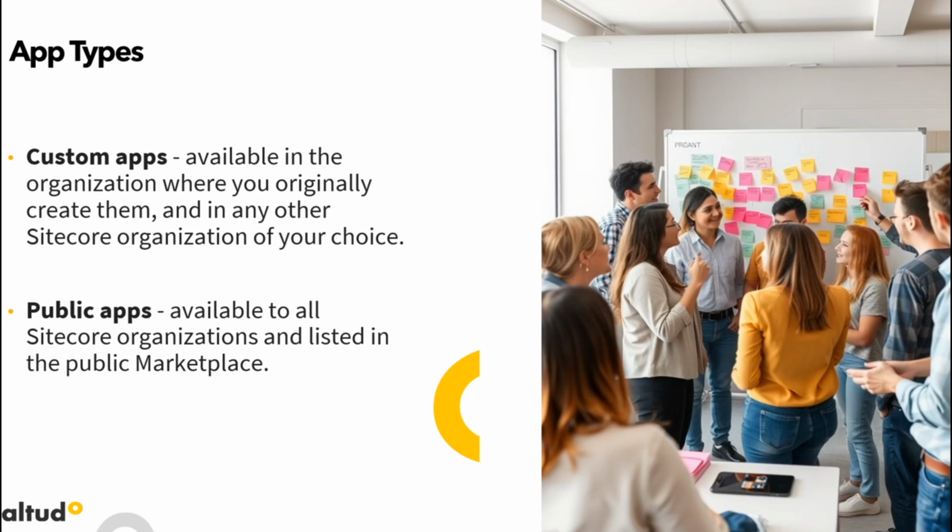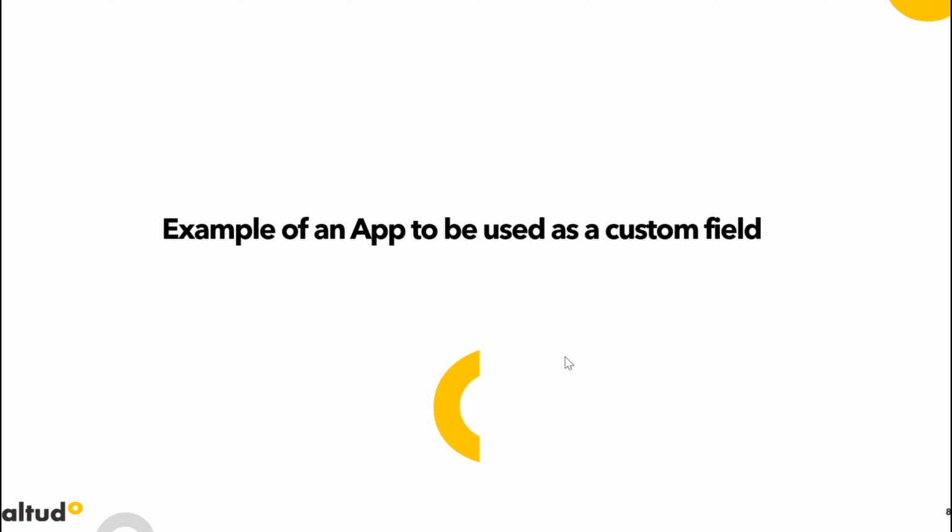Now we'll see what are the two app types. So in the early phase, only organization admins or owners can create apps. These are called custom apps. Later, Sitecore will also support public apps for everyone. So there are two main types available right now: custom apps available only within your organization or any other Sitecore organization you choose, and the public apps available to all Sitecore organization in the public marketplace.